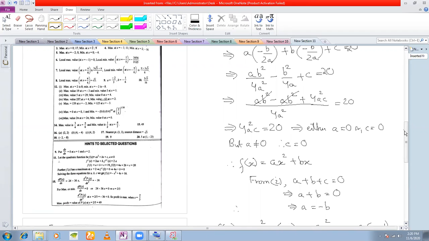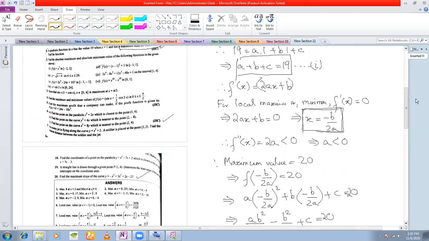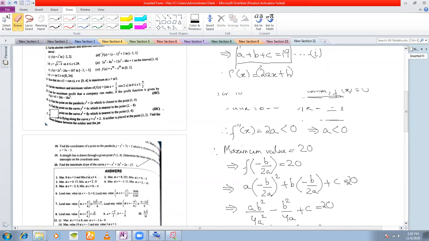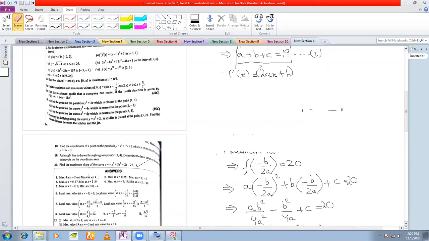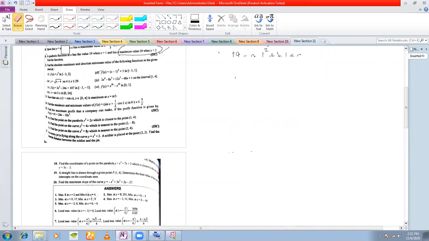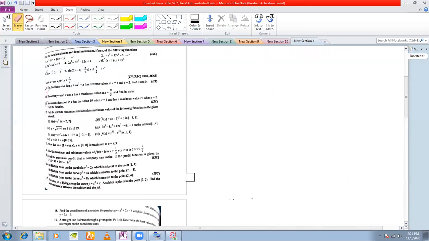I think this is okay. Fine. Let us move on to the next one. Find the maximum profit that a company can make. I want to finish this exercise today so that I can move on to the applied problems in the next session.